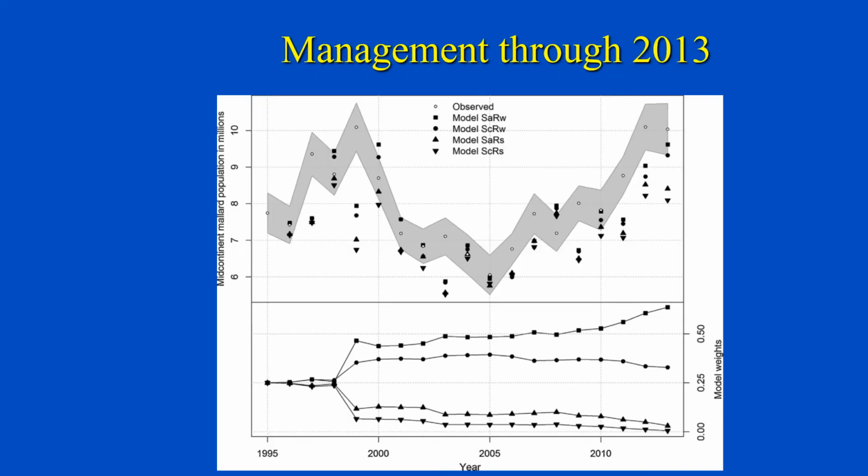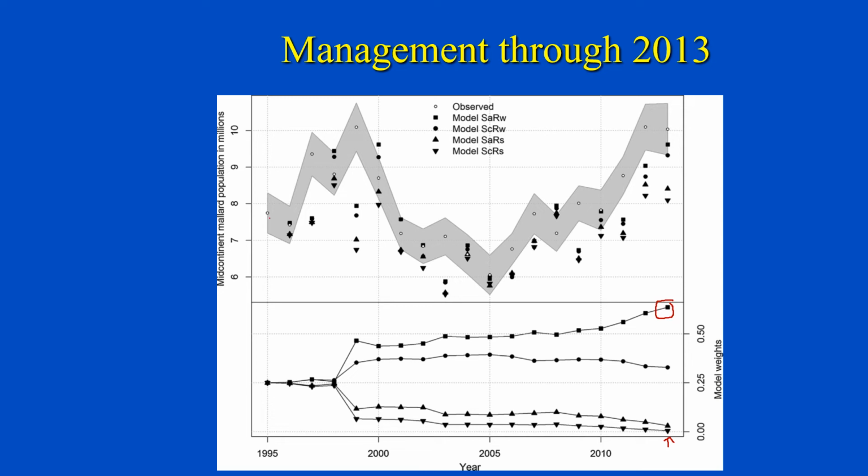And to just kind of summarize many years of data, this is a paper that came out in 2015, I believe, summarizing the information up through 2013. And what they found is, again, by the end, the model with additive mortality and weak density dependence had by far the most support. And here you can see trends over time.